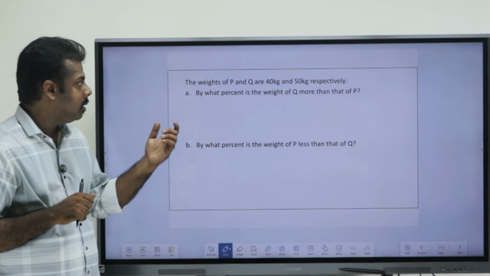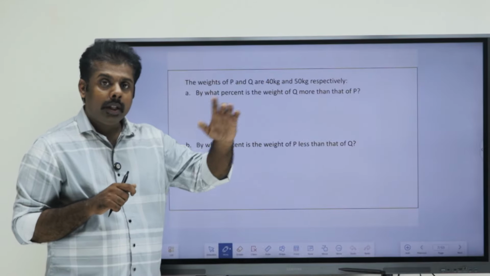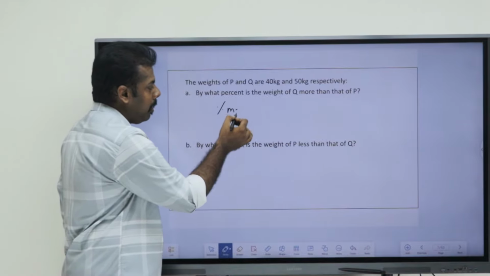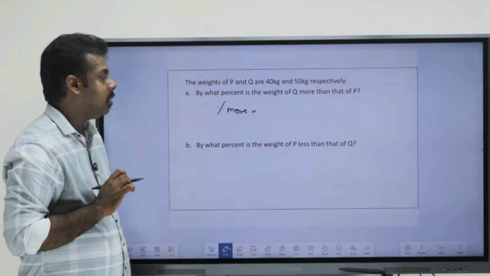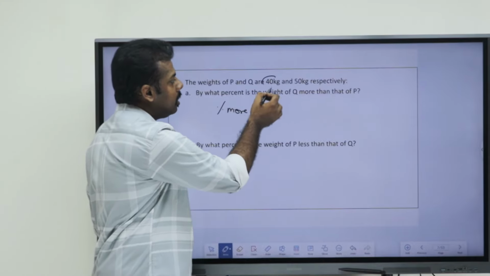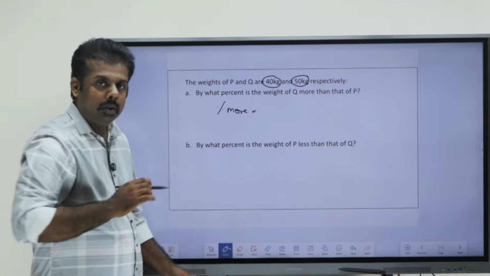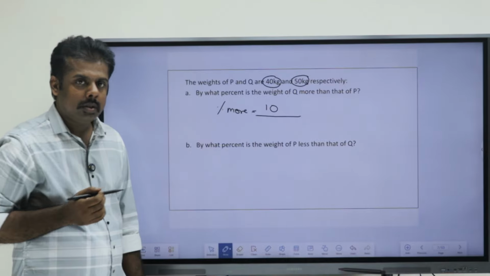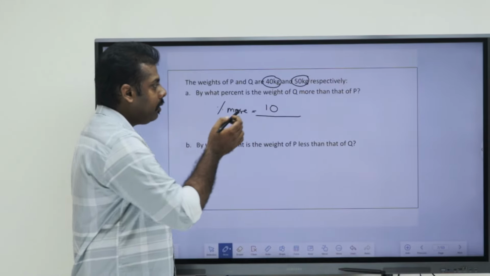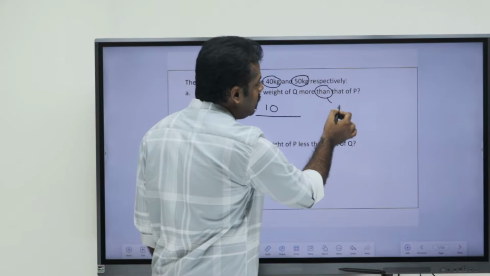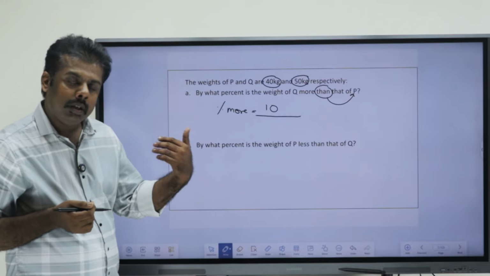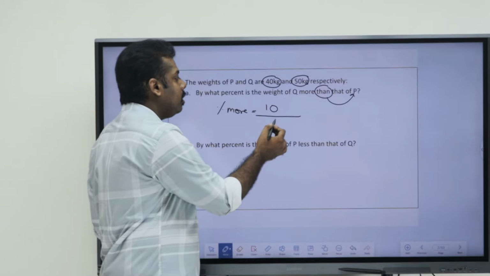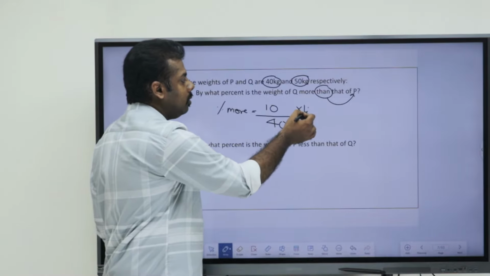The first question they have asked: by what percentage is the weight of Q more than that of P? So what was the formula that we discussed? They have asked percentage more here, so first you have to take the difference. The difference of the data, 50 and 40, is obviously 10. So take 10 in the numerator, and for the denominator, what was the shortcut? Just try to find the word "than". The value which is being said after "than", you have to take in the denominator part. After "than" they have told about P, so take the value of P in the denominator, then multiply it with 100.